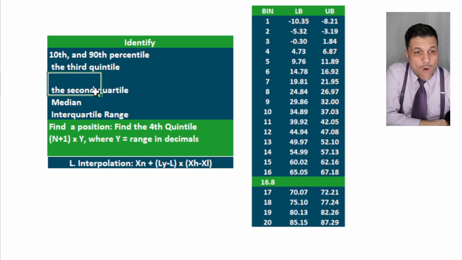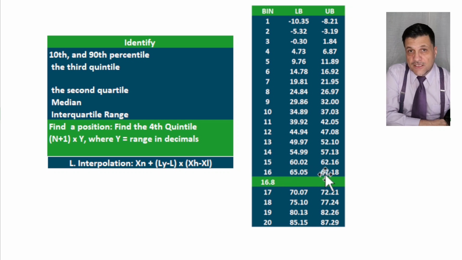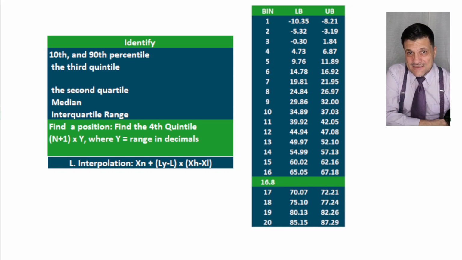What about quartile? Well, for quartile I divide it into groups of 5, because each group of 5, being 1 to 5, is the first quartile. 6 to 10 is the second quartile. 11 to 15 is the third quartile, and 16 to 20 is the last quartile.